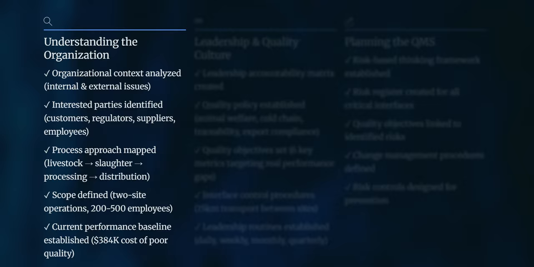Finally, in Module 1, we have covered the current performance baseline, which we have identified as 384,000 USD as cost of poor quality.